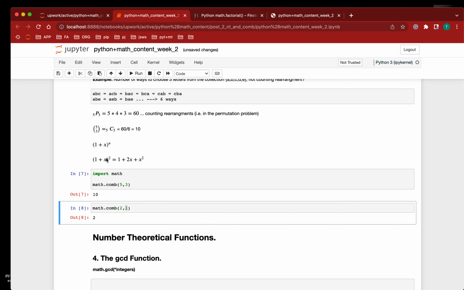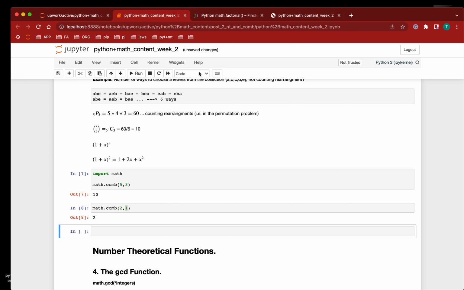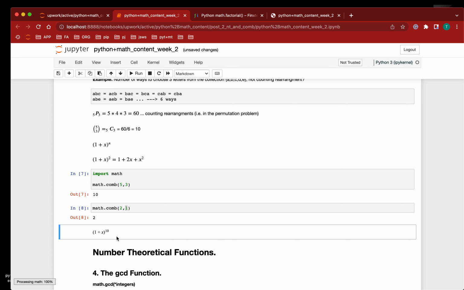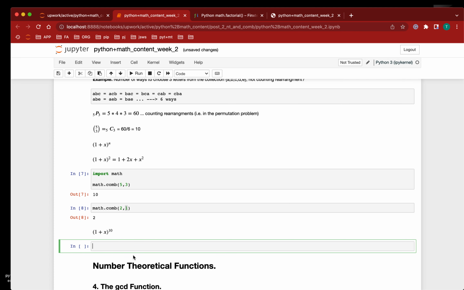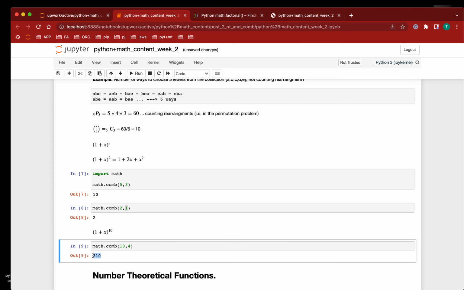An exercise for you is to find the coefficients of, how about this, 1 plus x to the 10. Find the coefficient of x to the 4th in (1 plus x) to the 10. So what's the coefficient of that? Well, you can find that using Python. So it's math.comb(10, 4). So it's 2 to the 10.